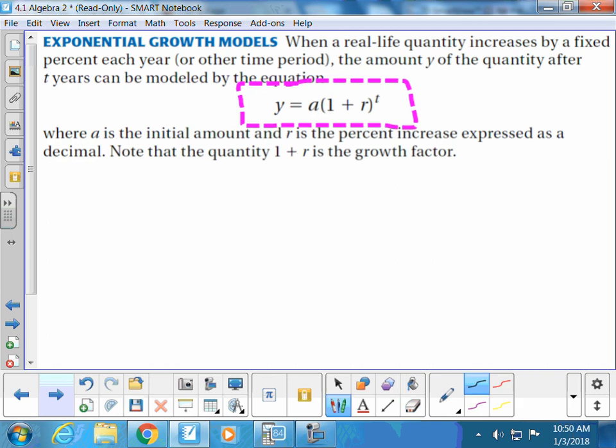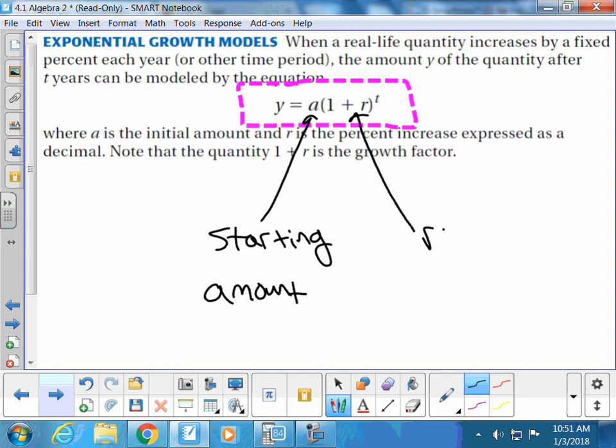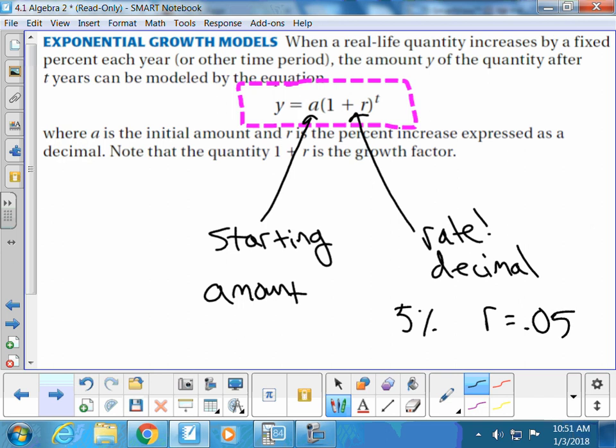So A is going to be your starting amount of money. R is going to be your interest rate, but it has to be a decimal. So let's practice that for a second. What if it's a 5% interest rate? What would you put in for R? 0.05. So make sure you slide that decimal point 2 places over before you put your R in. And then T is normally your time in years.